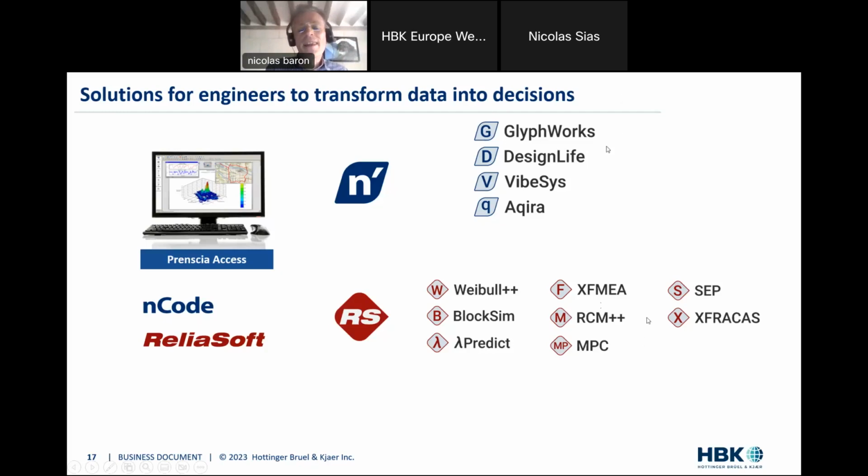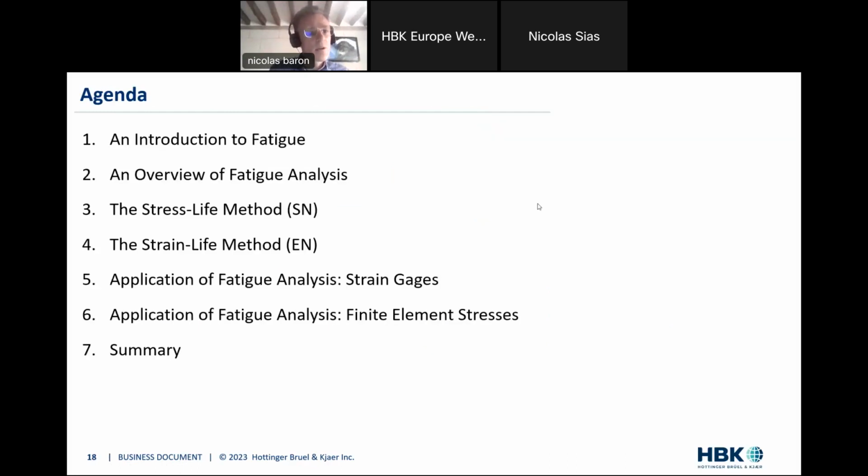Today, we are mainly going to focus on ENCODE, and typically on nCode GlyphWorks and DesignLife. VibeSys is dedicated to vibration and acoustics, with analysis that addresses the specific needs of the vibration and acoustical world. Akira is a new software tool we have. It's web-based, a browser that allows you to access all your analyses very simply on a server, so it's very powerful. But today we're not going to talk about those. Really, GlyphWorks and DesignLife are going to be our main interest this morning. So the agenda, what are we going to cover?